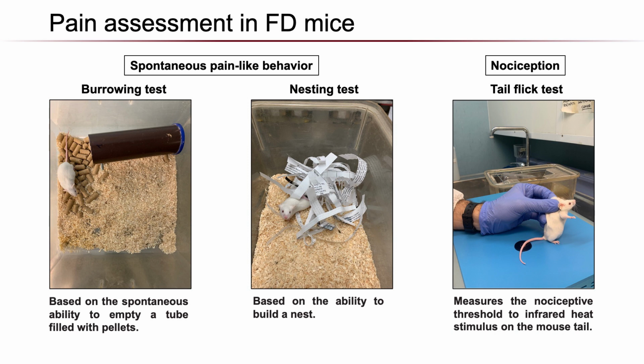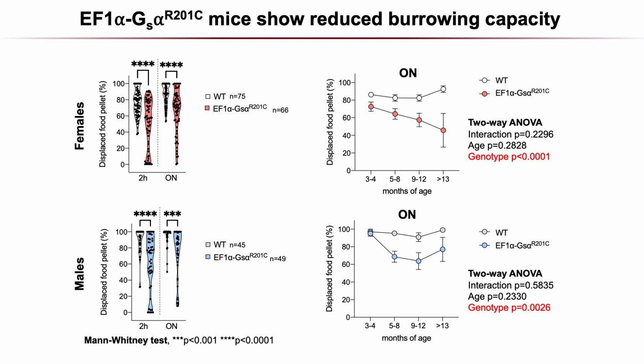And here I'll show you the results we got. We analyzed a lot of mice, we almost reached 300 mice. And as you can see here, these are the burrowing test results. What we measure in the burrowing test is how much food the mouse can dig out in a 2-hour experiment or an overnight experiment, and I reported the 2 results here.